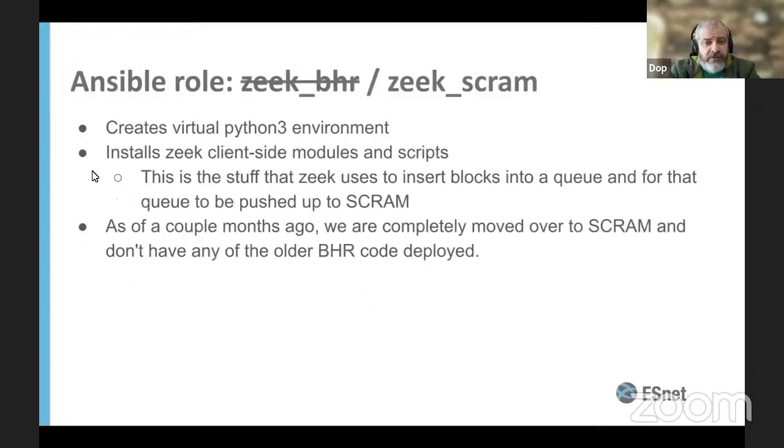The third thing is the Zeek Scram, which used to be Zeek BHR. This just creates a virtual Python 3 environment, installs the client-side scripts and modules for Zeek, and installs the client for using Scram. And as of a couple months ago, we're completely off the old BHR code and on Scram. So that's nice to see. If anyone's interested in that project, please reach out.